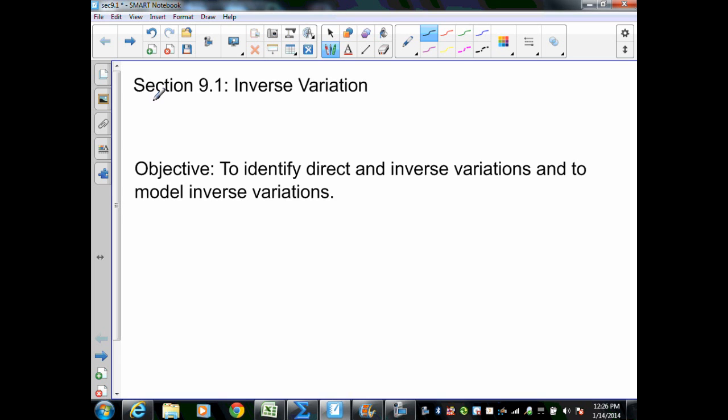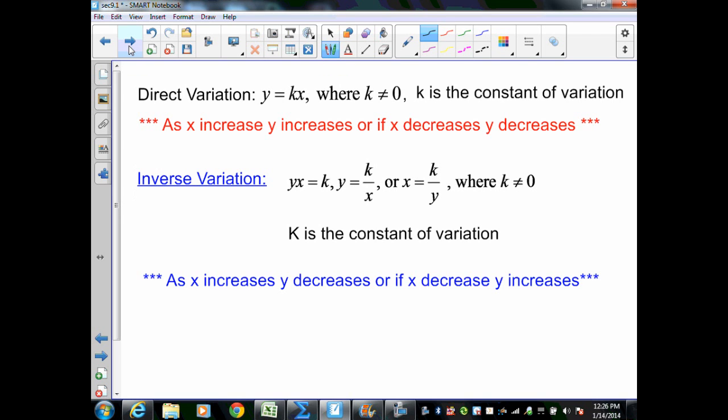Section 9.1, Inverse Variation. In a previous chapter, we discussed direct variation. There was a general formula y equals kx, where k cannot equal 0, and we know k is the constant of variation. In that situation, as x increased, y would increase, or if x decreased, y would decrease. In this section, we want to discuss inverse variations.